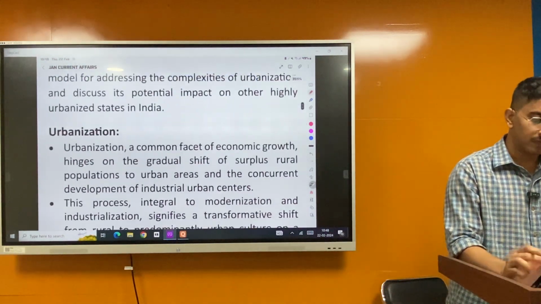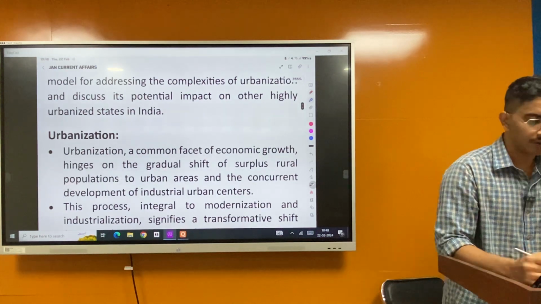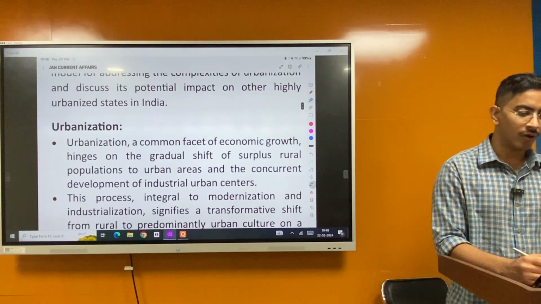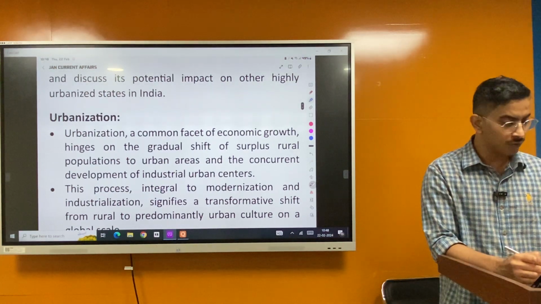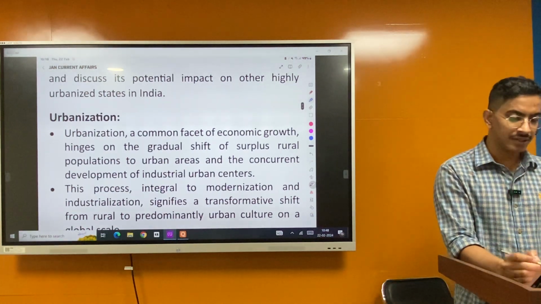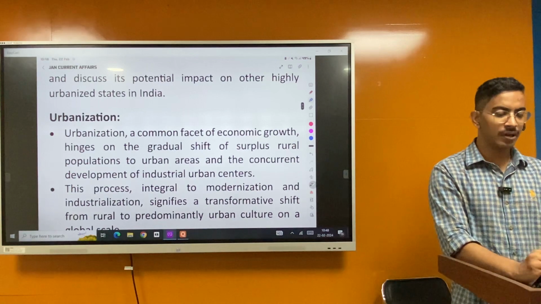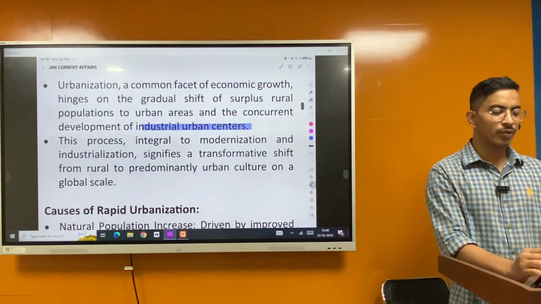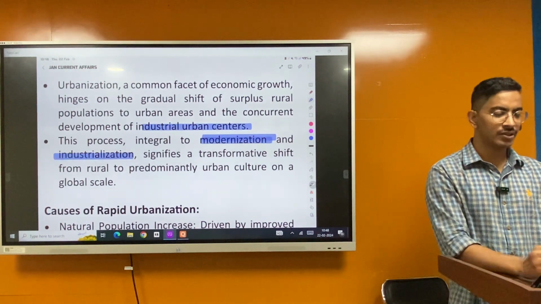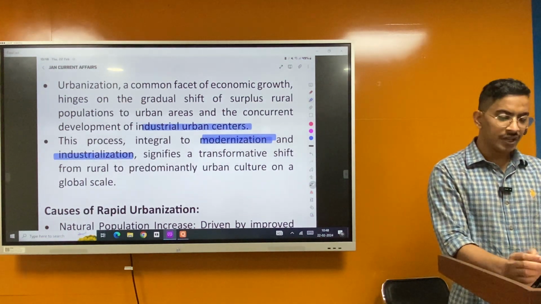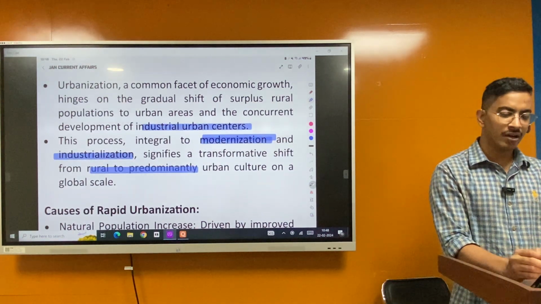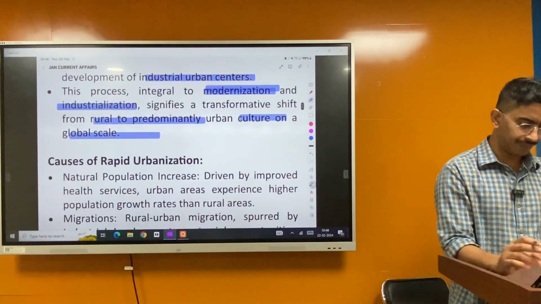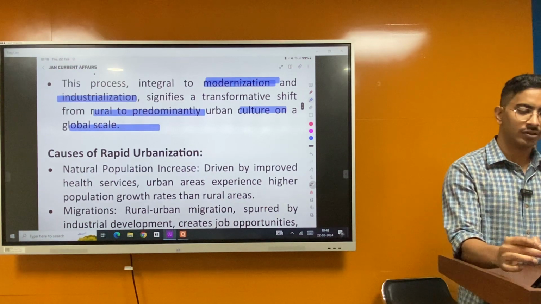Let's see. Urbanization, a common facet of economic growth, hinges on the gradual shift of surplus rural population to urban areas and the concurrent development of industrial urban centers. This process, integral to modernization and industrialization, signifies a transformative shift from rural to predominantly urban culture on a global scale. So, what are the causes? You need to remember this.